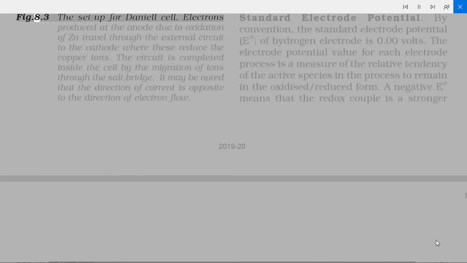Fig. 8.3 The setup for Daniell cell. Electrons produced at the anode due to oxidation of Zn travel through the external circuit to the cathode where these reduce the copper ions. The circuit is completed inside the cell by the migration of ions through the salt bridge. It may be noted that the direction of current is opposite to the direction of electron flow.